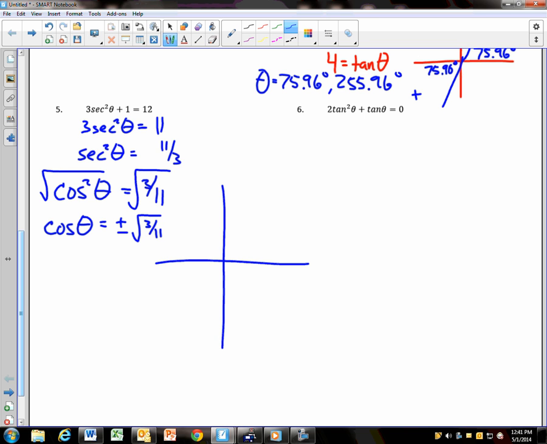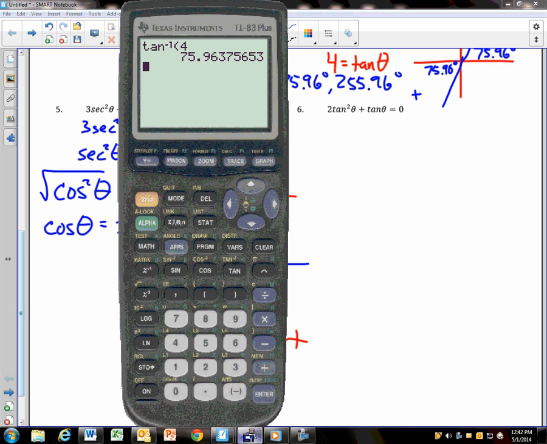Where is cosine positive? First quadrant, fourth quadrant. Where is cosine negative? 2 and 3. So I draw 4 of my reference angles in there. I now need to come up with a value for my inverse cosine, and I've got the square root of 3 divided by 11. I'm going to close my parentheses around there, square root the whole thing, and I get 58.52.